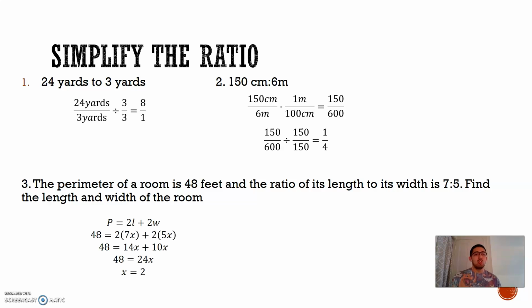So we know that 2L plus 2W, that's how the perimeter is calculated. 2 times the length plus 2 times the width. The ratio is 7 to 5, so you can plug in 7x and 5x for the length and then the width. And then you get 14x plus 10x is equal to 48. And then when you have 48 is equal to 24x, you divide, you get x is equal to 2. In order to find the length and width, you have to plug the 2 back in for the x. So 2 times 7 is 14, and 2 times 5 is 10, and that's how you get your length and width.